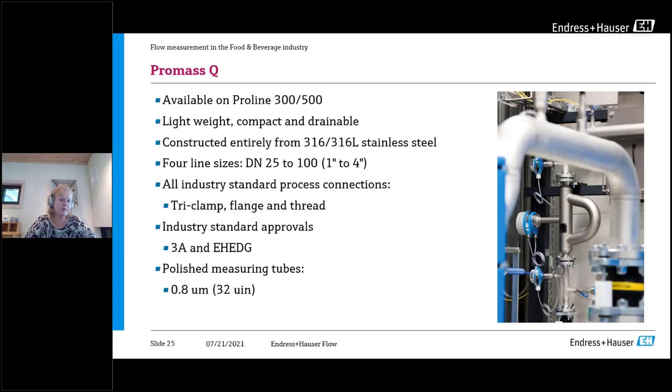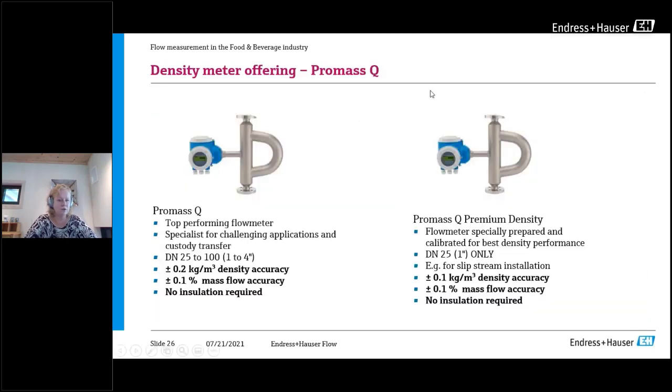Just a couple of data around the Promass Q. It's a hygienic design, as I mentioned in the beginning, with 3A and EHEDG, has 4 line sizes, DN25 up to 100, and it's in 316L stainless steel. But a fairly new offering around the Promass Q I'd like to mention is a special version in a DN25, which has an even higher density accuracy. So in a 1-inch version of DN25, we have a special version also with 0.1 kilogram, so even higher density accuracy.